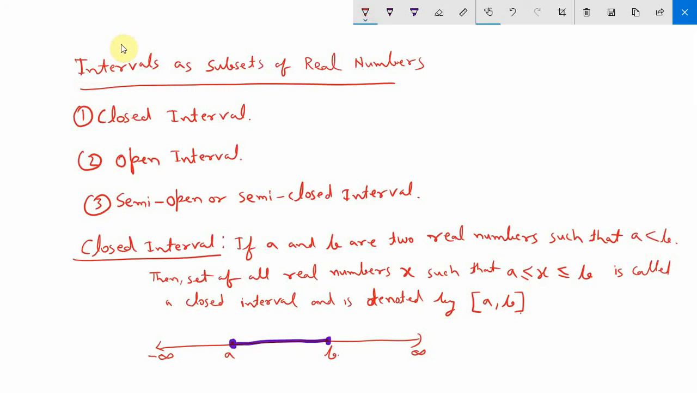Okay friends, so if we say a set as [-2, 3], we can represent this in set builder form as x is an element of real numbers such that x is greater than or equal to minus 2 and less than or equal to 3. So this is what is called a closed interval. Next we will discuss open interval.